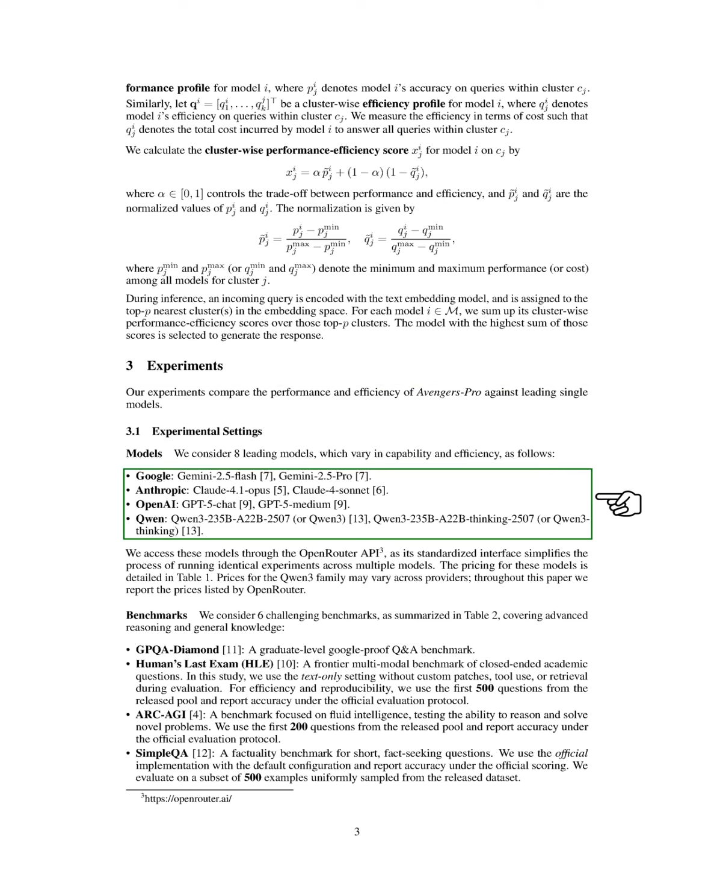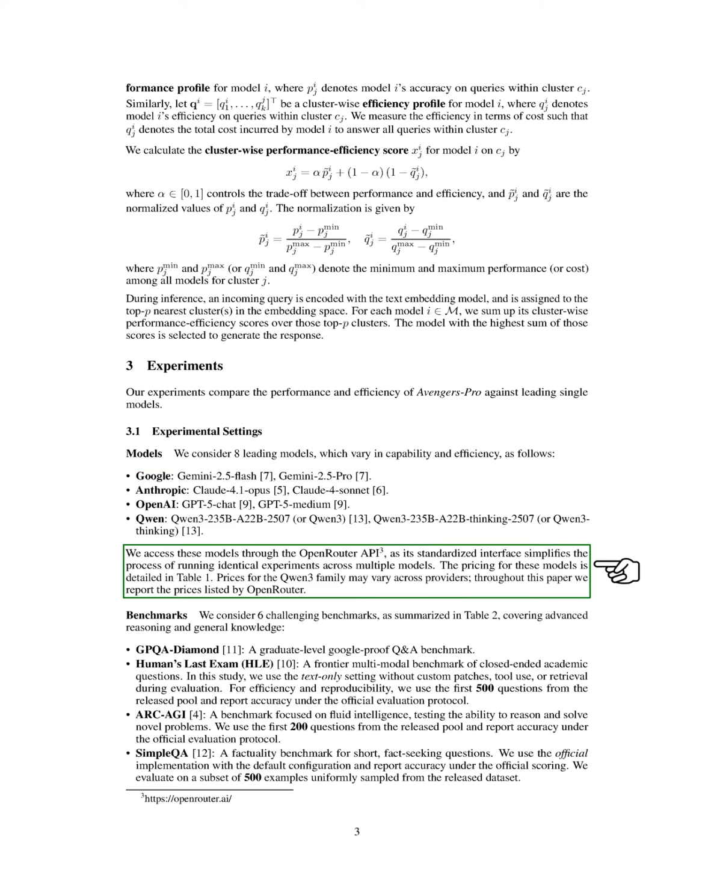These include Google's Gemini 2.5 Flash and Gemini 2.5 Pro, Anthropic's Claude 4.1 Opus and Claude 4, OpenAI's GPT-5 Chat and GPT-5 Medium, and Qwen's Qwen 3-235B A22B 2507 and Qwen 3-235B Thinking 2507. We access these models via the OpenRouter API, which allows us to conduct consistent experiments across them. The pricing details for these models are provided in Table 1, noting that prices for the Qwen 3 models may vary by provider, but we report the prices from OpenRouter.